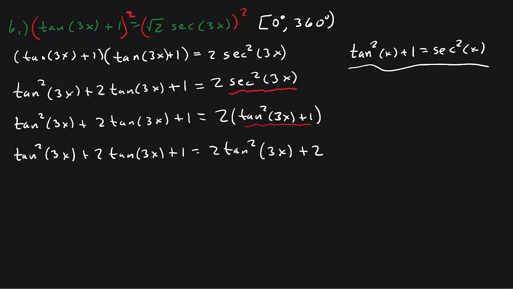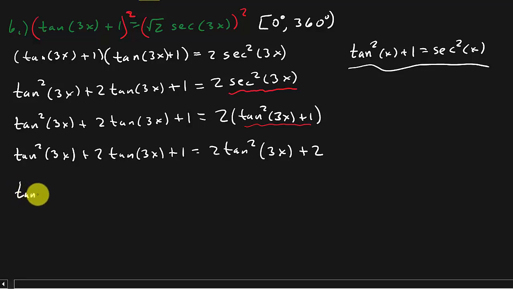So I think I'm gonna move this term and this term to the right hand side. So if I subtract tangent squared from both sides, that's going to leave me with tangent squared 3x, and then I move this one to the right hand side. That's minus tangent 3x, and then subtract 1 from both sides. That's going to be what? Plus 1, and that equals 0.